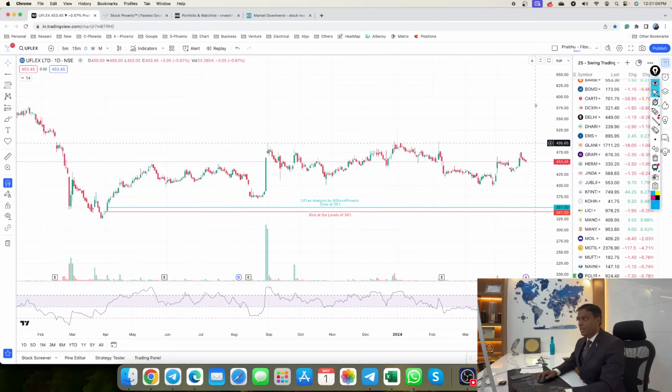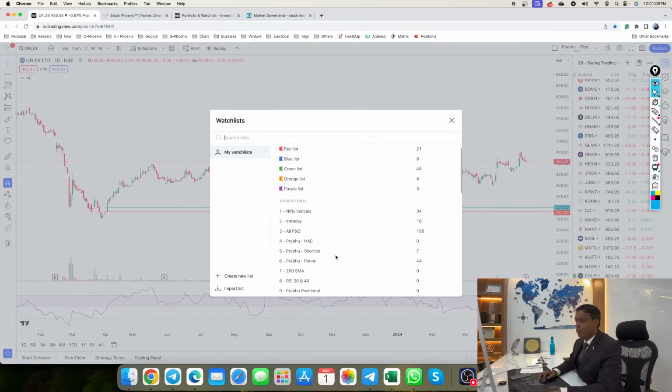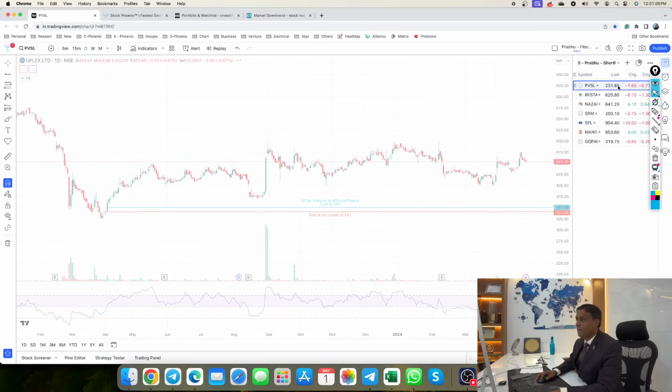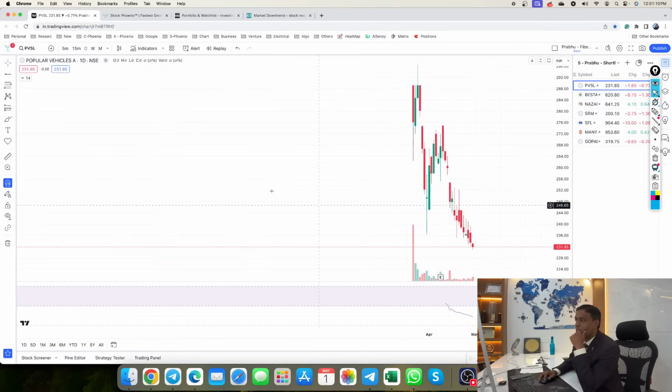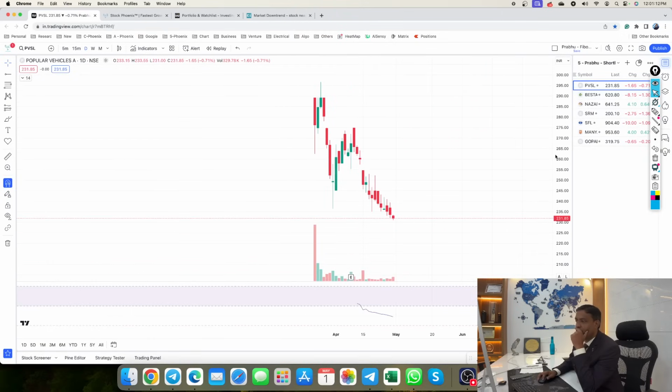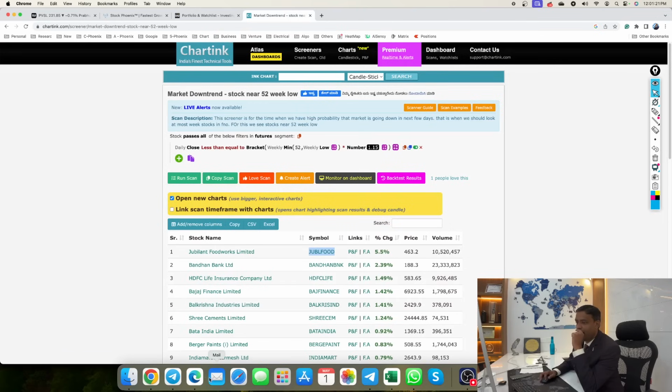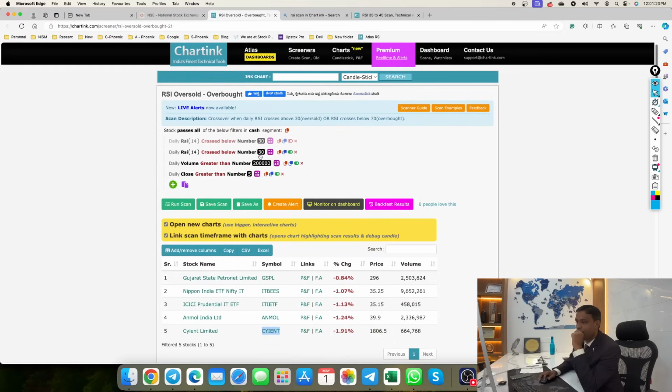Now, one more shortlisted stock I also have. Let me look into that. See, this is one stock, right? Now I have the stock on RSI scan, it has come into the picture. It is falling, falling, falling. RSI crossing 30. If you go to this particular scanner, and search as RSI crossed below 30.